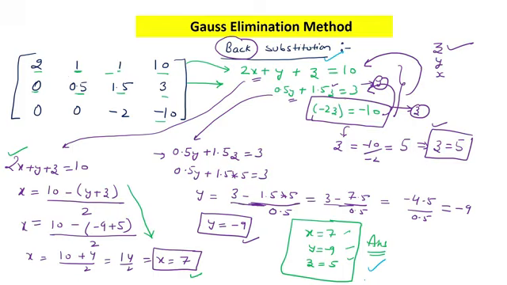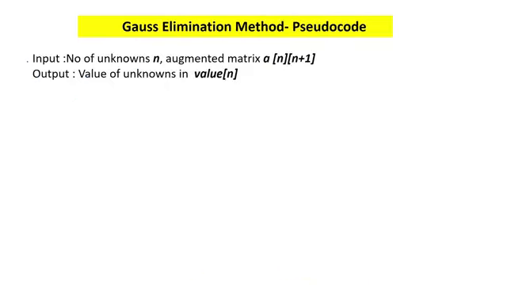Now we will see the pseudocode to understand how we can implement this method using a C program. So let's understand the pseudocode. The input in our program for the Gauss elimination method will be the number of unknown variables that we want to find. For example, in our given question, we have to find the values of x, y and z. So these are the unknown variables for which we have to find the values. In that case, we will enter n equal to 3.